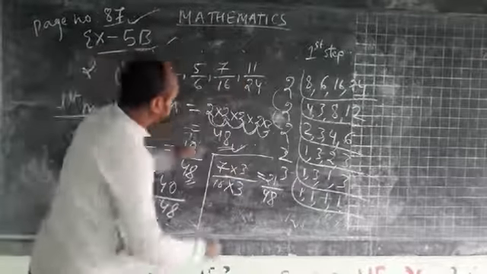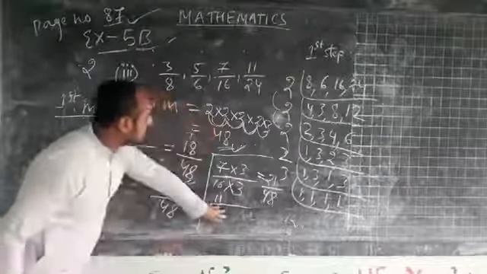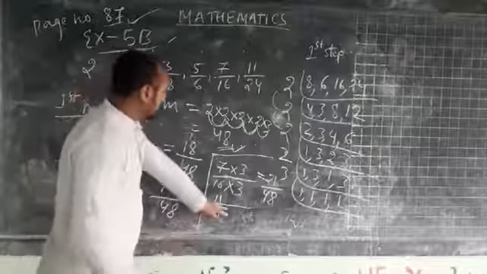Now the last one we have is 11 by 24. Now we have to multiply this 24 with such a number that it will become 48.